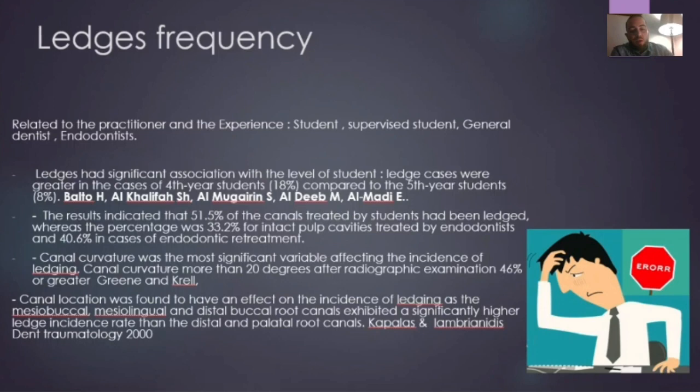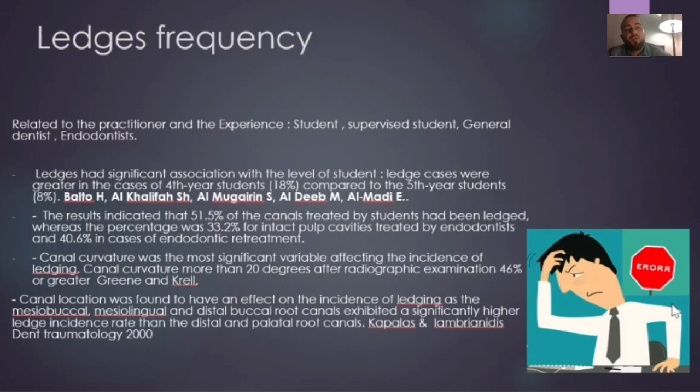Alright, now let's talk about the frequency of ledges. How often do we encounter ledges in our daily practice? Well, many papers studied the frequency of ledges, and some of them related the frequency of ledge formation to different factors, including the practitioner and the experience of the practitioner, student, supervised student, general dentist, or even an endodontist. While other studies studied the effect of canal curvature or canal location on ledge formation.